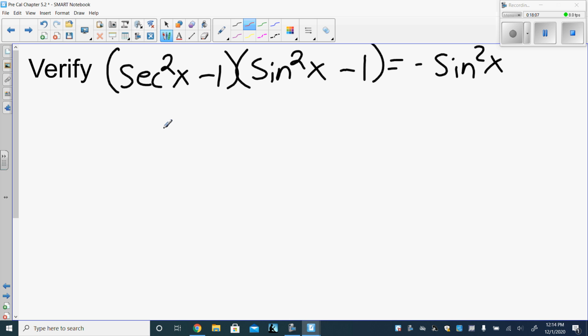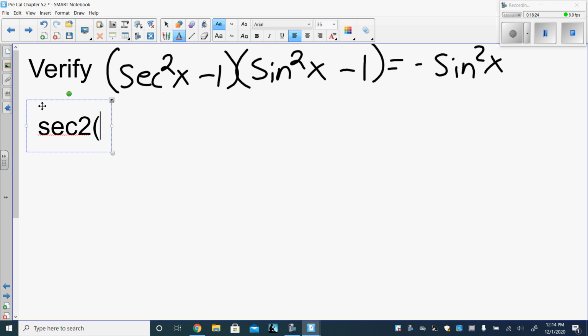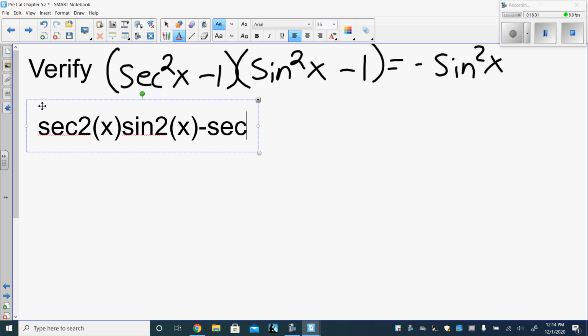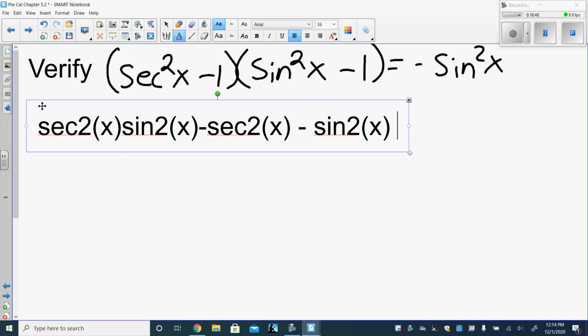Okay, so let's look at this next one here. Secant squared of x minus 1 times sine squared of x minus 1 is equal to negative sine squared of x. Okay, so let's just do what we just did on the last one. So I'm going to multiply them together. So we'll have secant squared of x sine squared of x, because we do our first multiplication. And we have minus secant squared of x minus sine squared of x plus 1.